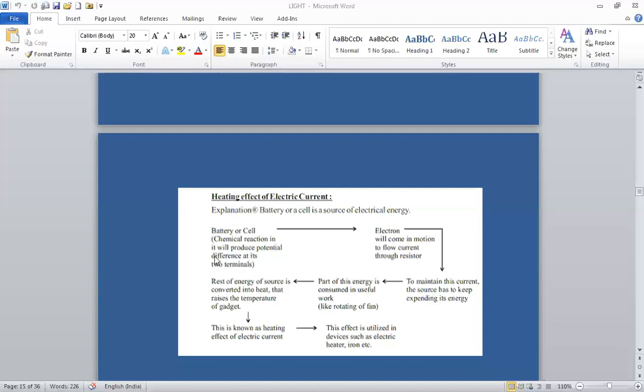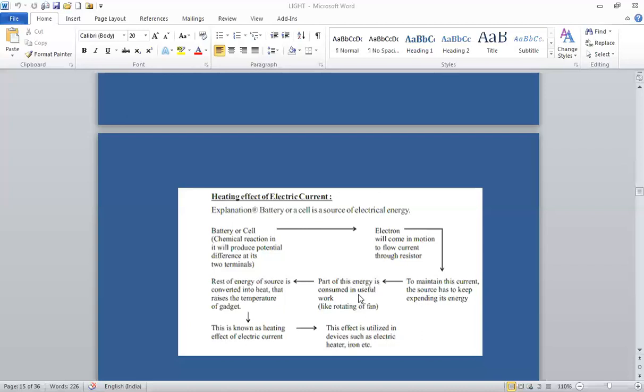The chemical reactions in it produce a potential difference across its two terminals. Then electrons come in motion, so current flows through the resistor. These electrons gain energy and start vibrating vigorously. To maintain this current, this flow of electrons, the battery or cell has to keep expending its energy.